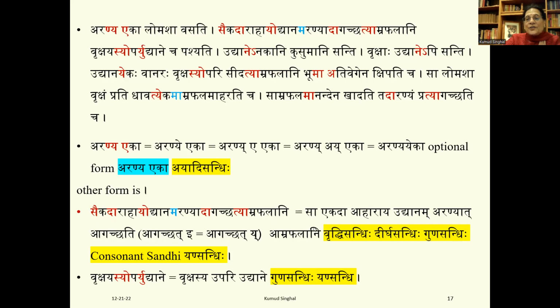So Sa, she, Ekada, once. So A followed by A. You will have a Vriddhi Sandhi here. A followed by a diphthong. So this A and A will combine and become Ai. So you have Sai. This is the Vriddhi Sandhi going on here.